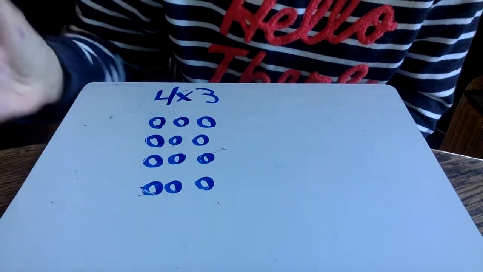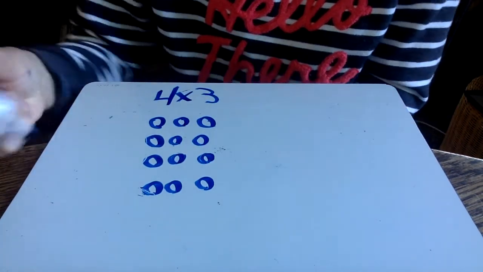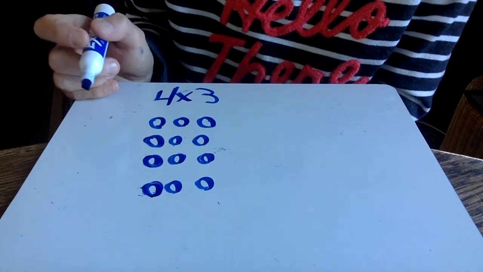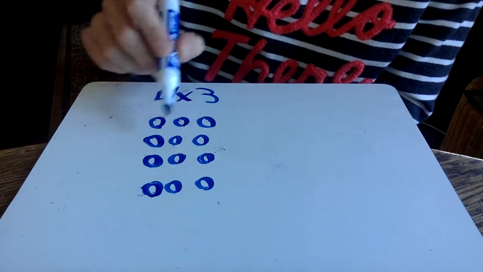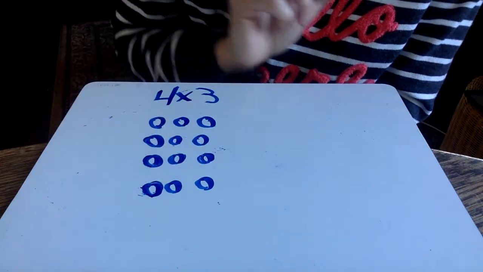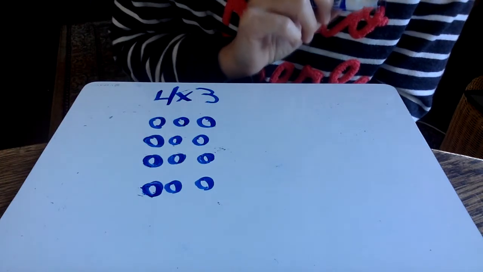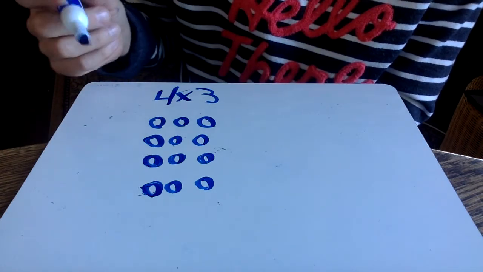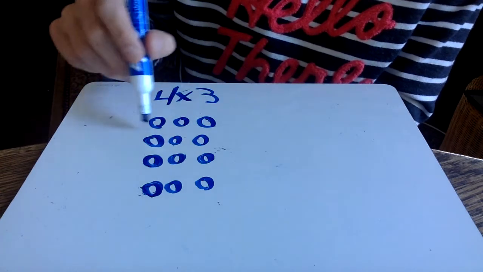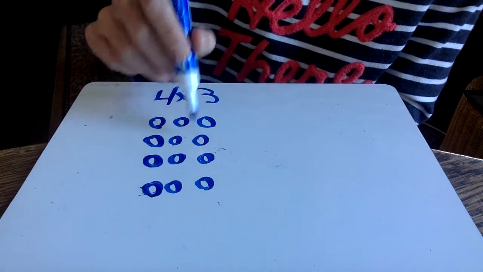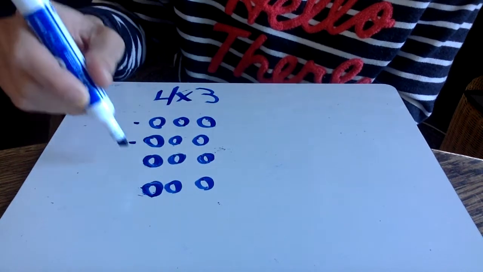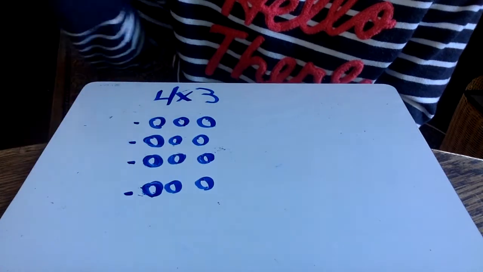All right. I can also just draw my array like I've done here, and I can simply count 1, 2, 3, 4, 5, 6, 7, 8, 9, 10, 11, 12. Or I can skip count. I'm not going to skip count by 2. I'm going to skip count by 3. And this is where skip counting by 3 comes in handy. 3, 6, 9, 12.